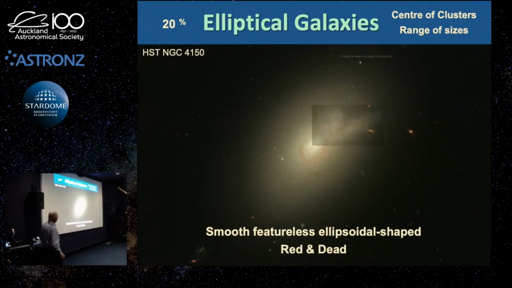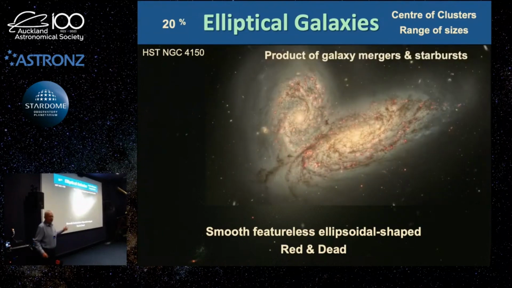So how do they get like this? Well, they're usually the product of galaxy mergers. And you can see here two spiral galaxies that are merging, colliding together. And typically when you get that, all the dust and the gas comes together and you get this real frenzy of star formation, also known as starburst.